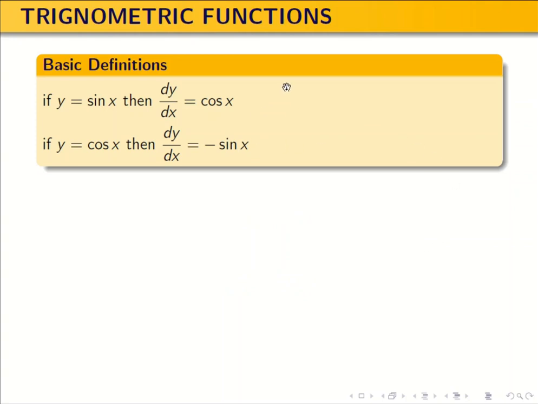So, trigonometric functions, how do you differentiate trig functions? The basic definition that we are supposed to have in mind is that whenever you differentiate sine x, you get cos x, and whenever you differentiate cos x, you get minus sine x. So just keep in mind that if y equals sine x, then the derivative of y is cos x. And if y equals cos x, then the derivative is equal to minus sine x.